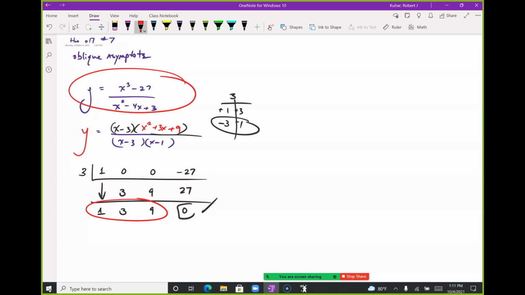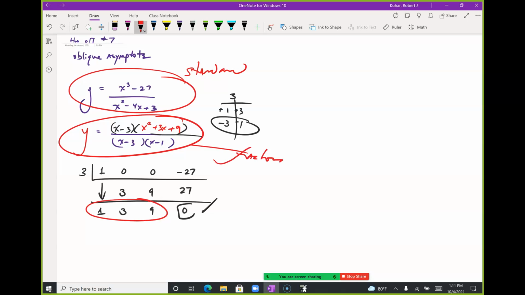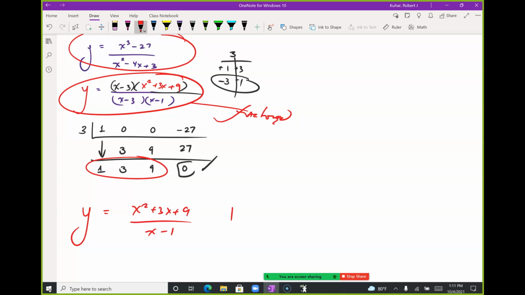So I've got my standard, I've got my factored, and now my reduced, right? Y equals x squared plus 3x plus 9 over x minus 1, right? Because you see the matching factors cancel with each other. But I still need a domain of the reals minus 1 and 3, right? I can't let 1 or 3 into my domain.